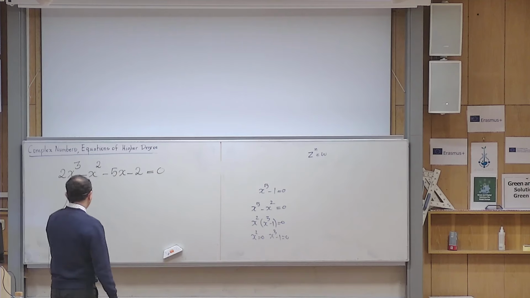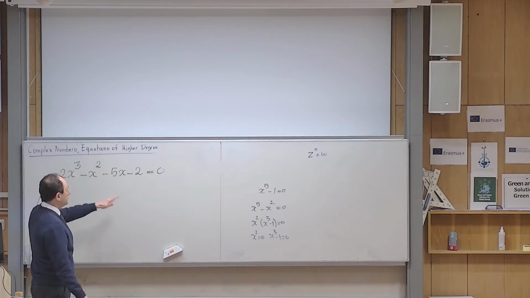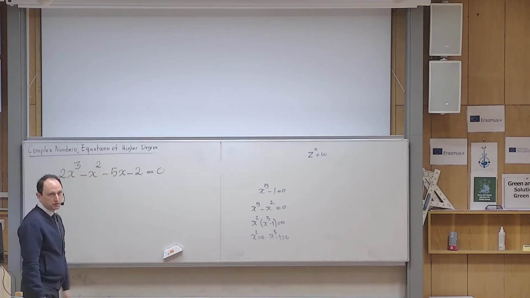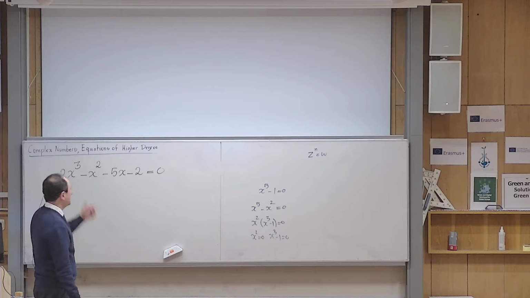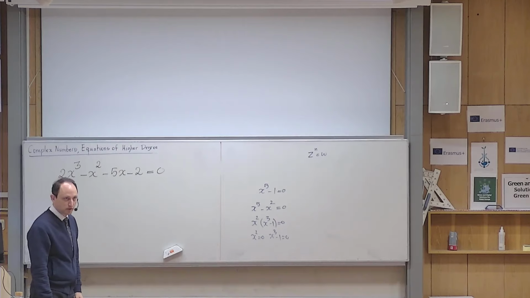So when I say higher degree for your course, it means degree above 2, which starts from 3 onwards. And usually you are dealing with 3 only in simple problems.